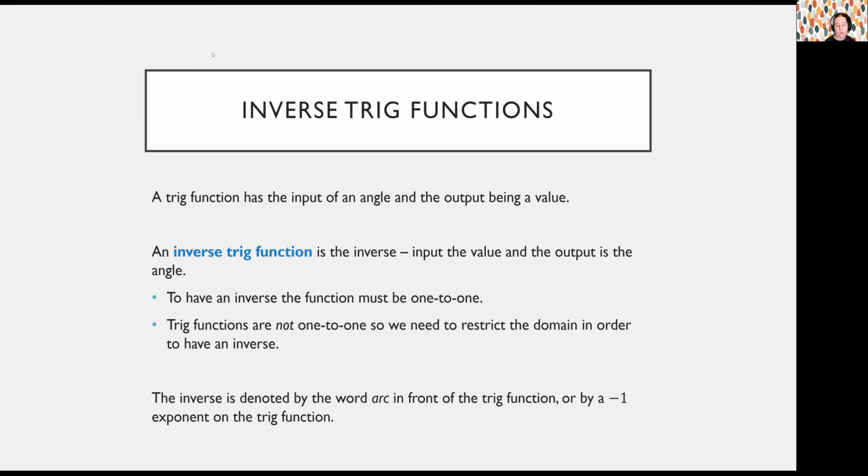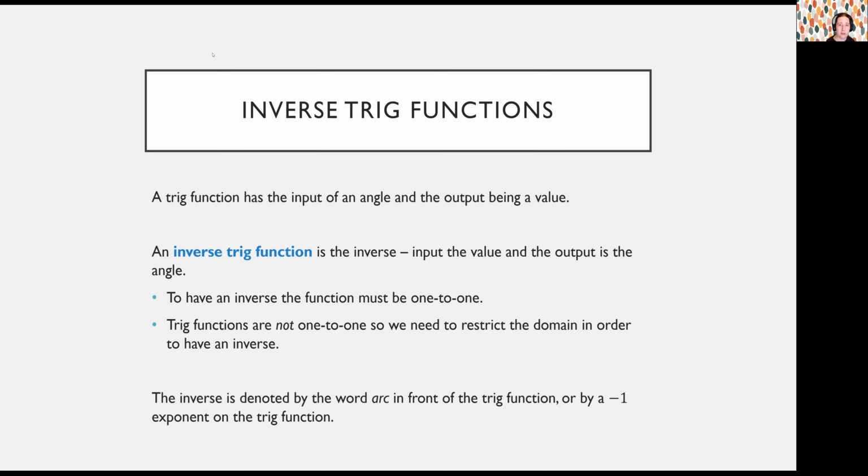Now, in order for things to have an inverse, they must be 1-to-1, which means that they pass the horizontal line test and the vertical line test. Trig functions do not pass the horizontal line test. So in order to have inverses, we have to restrict the domain to a spot where they do pass the horizontal line test. And if you have the domain of a trig function restricted, that's akin to the range of the inverse trig function. So we have to take into account the domain when we're doing all of these problems.